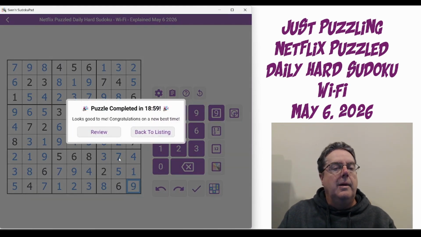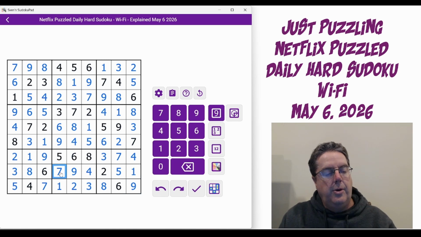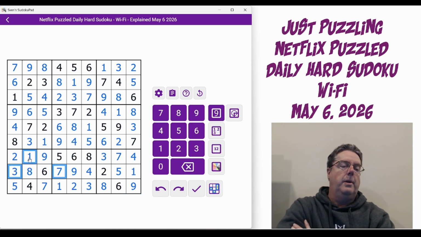Alright, 19 minutes, had to put all the notes in, and in fact we had to do this XY wing there. Once we had that sorted, the puzzle fell out. Probably lucky to see that, but we got it done in the end.